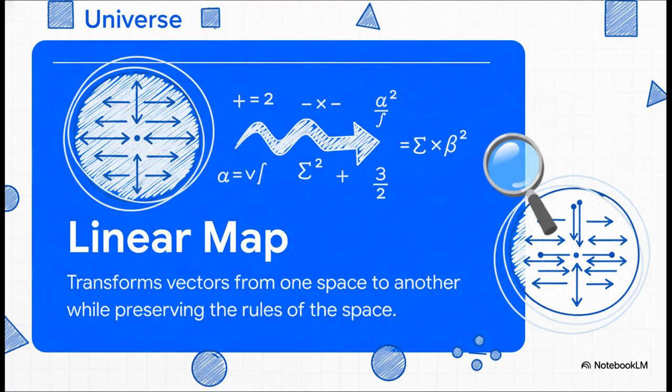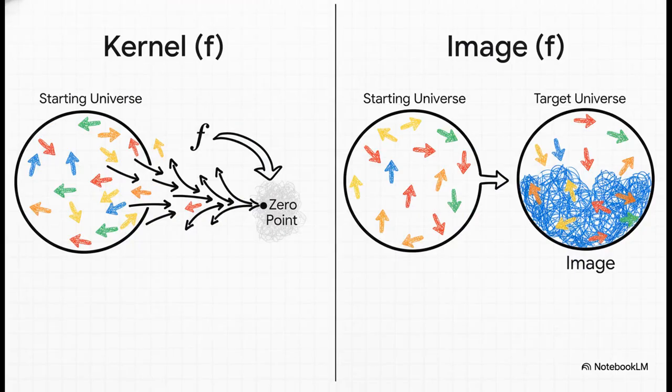But here's the key. It has to do this transformation while respecting the laws of physics of the space. It doesn't break the rules. Now, every map has two really important features, and these are exactly what exercise 03 asks about. First is the kernel. That's everything in your starting universe that gets completely squashed down to the 0 point in the destination. The second is the image. That's the set of all possible outcomes. It's every single spot you could possibly land on in the target universe, all the reachable destinations.